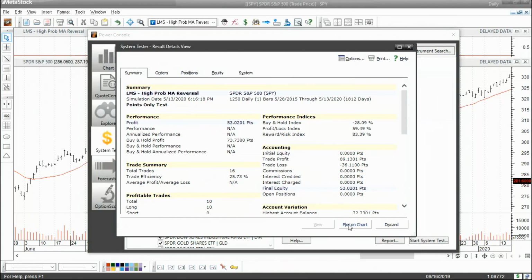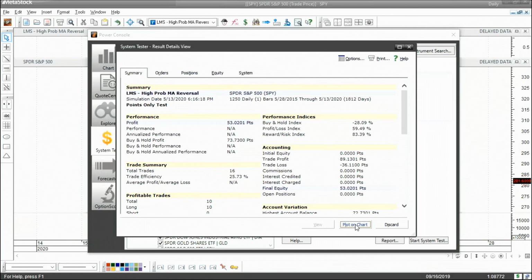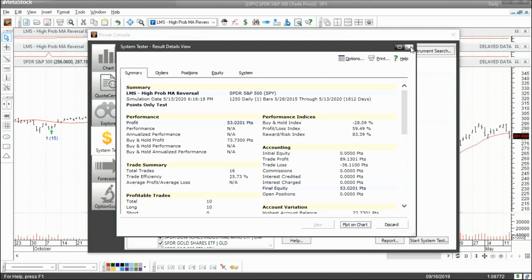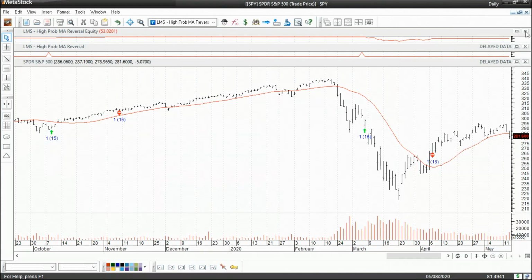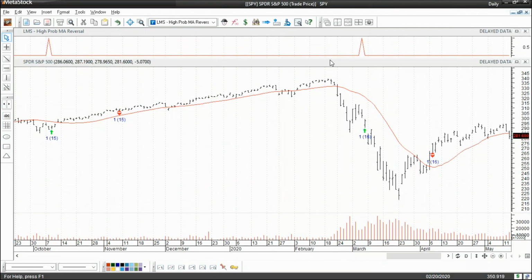But one of the things I like to do is click on this plot on chart down here at the bottom, and then I'll close down these dialogues here. And this is my equity curve at the top. So I'm just going to close that. What I'm looking for here is I want to make sure that it's buying and selling where I want it to be buying and selling.